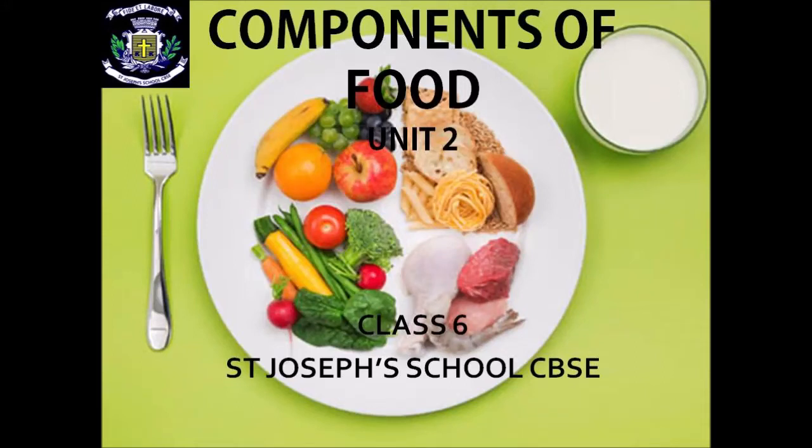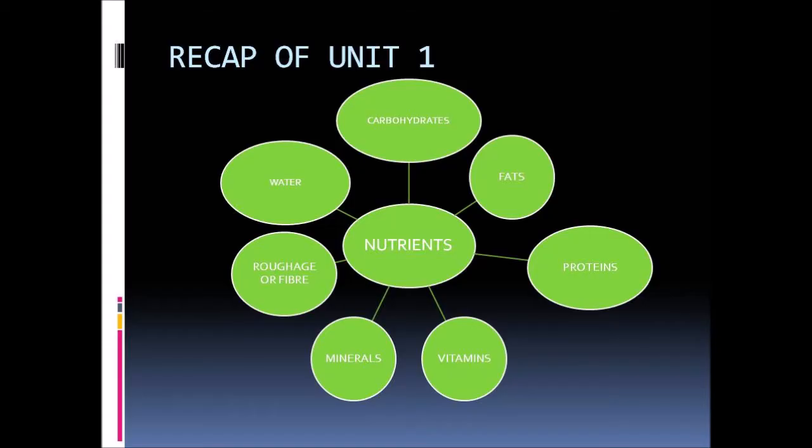Hello students and welcome to Unit 2 of Components of Food. In Unit 1, we had learnt in detail about the 5 major nutrients. We also learnt how roughage and water, although they do not provide nutrition to the body, must be included in a diet. What is such a meal or a diet called, where all components must be included in proper amounts? It is called a balanced diet.